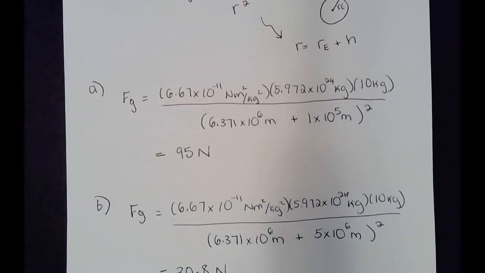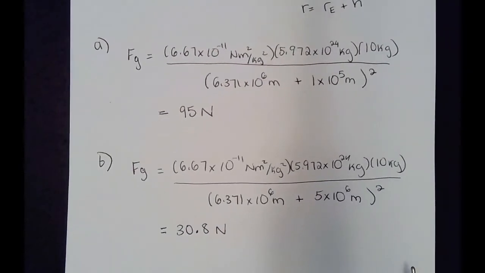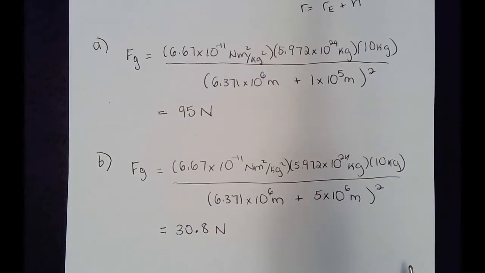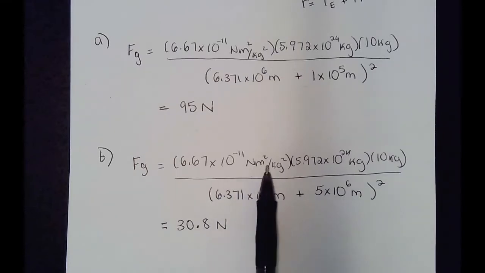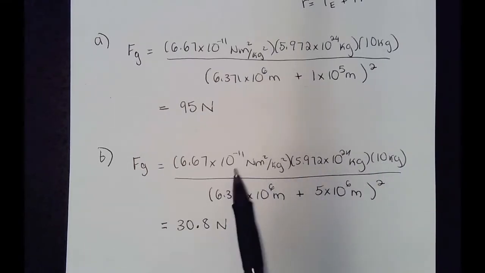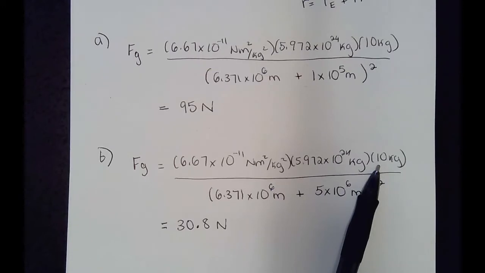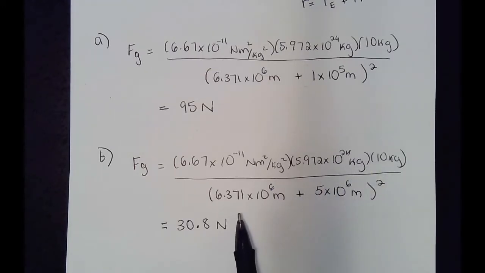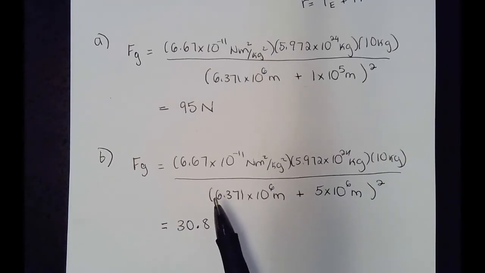Okay, and now in part B, the object is being moved to a distance of 5,000 kilometers above the surface of the Earth. So the numerator looks the same here. We have G, the mass of Earth, the mass of the 10 kilogram object, and now in the denominator we have the radius of Earth plus 5 times 10 to the 6 meters, which is the 5,000 kilometers above the Earth, and that's squared, which gives overall a force of 30.8 newtons. So we are seeing that decrease as the object moves further away from the center of Earth.